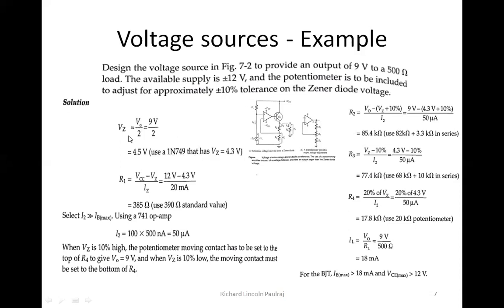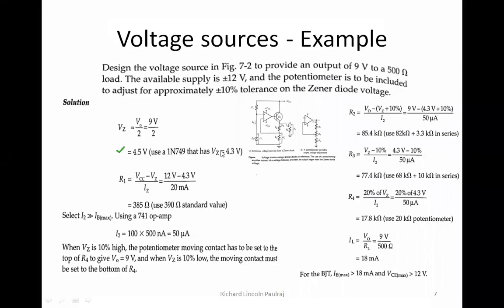Fine. So let us calculate VZ. We plainly know that VZ is going to be half of the output voltage. So 9 volts divided by 2, we get about 4.5, right? So we don't have to calculate that. This is fine. We are going to use about 4.3 volts. We'll be using the model IN749. Next, how do I calculate R1?